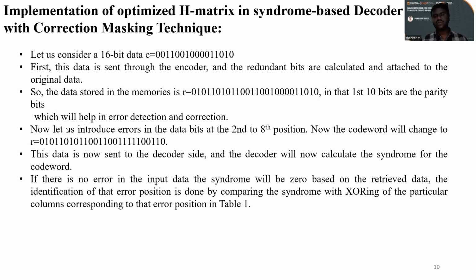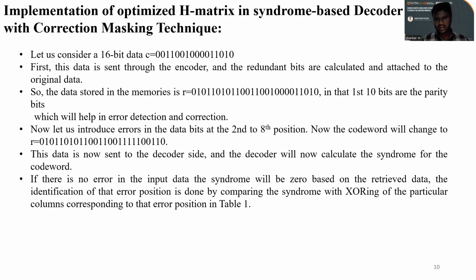Now let me introduce an error into this data. Let me introduce the error in the positions from 2nd to 8th, where the bits are flipped. As you can see, the 16 bits from position 2 to 8 are different from the input data, which is error free. Then this received vector is sent through the syndrome-based decoder. As I discussed before, if the syndrome is zero, meaning the bits in the syndrome are completely zero, then only can we say that there is no error.